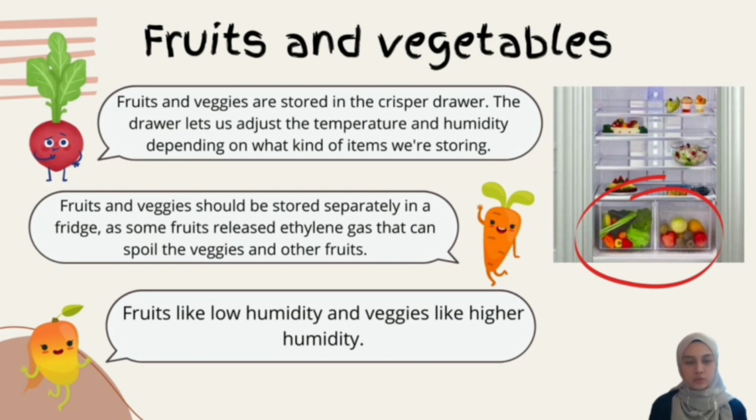So I'm going to explain and share my experience about fruit and vegetable storage in the refrigerator. Basically, fruits and veggies are stored in the crisper drawer, but some are also stored in the main part of the fridge. Some refrigerators have a function to adjust temperature and humidity, depending on what kind of items we are storing.